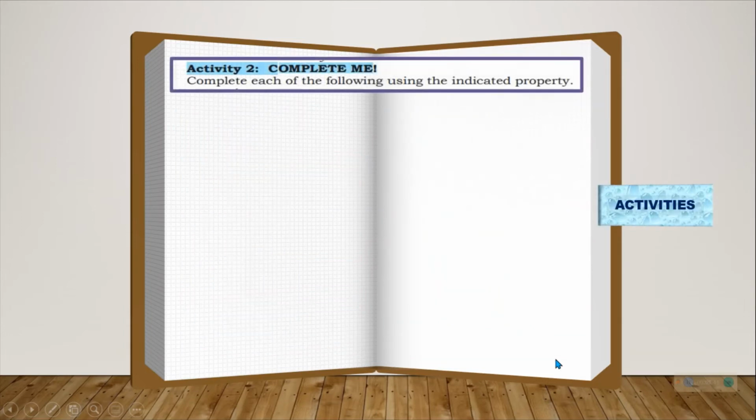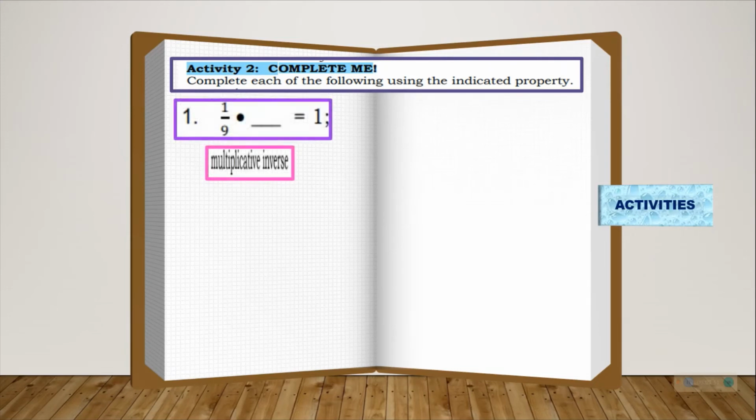Next, activity number 2. Complete me. Complete the following using the indicated property. So, 1 over 9 times blank is equal to 1. So, ano yung dapat na number na nandito para maging multiplicative inverse? So, ang number na dapat ay nasa blank ay 9. So, 1 over 9 times 9 is equal to 1.